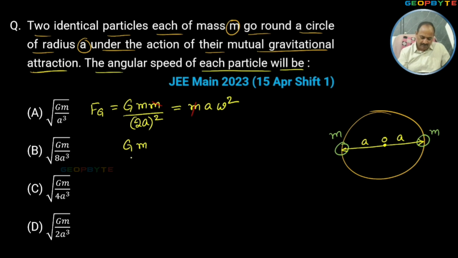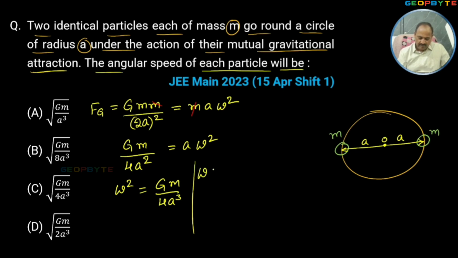It is GM by 4a squared, which must be equal to a into omega squared, or omega squared equals GM by 4a cubed. Therefore, angular speed equals root over GM by 4a cubed. That is the answer. Look at option C. Option C is absolutely correct.